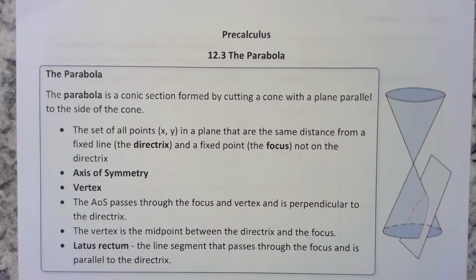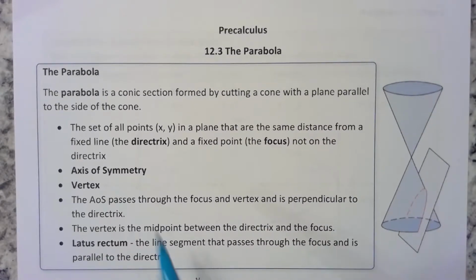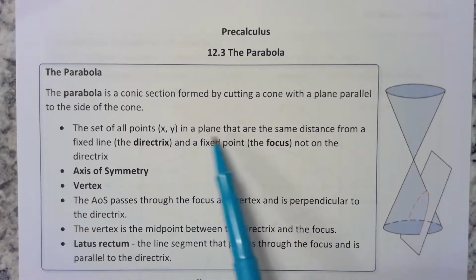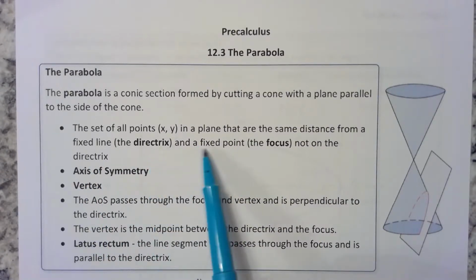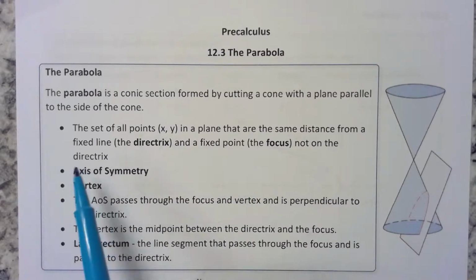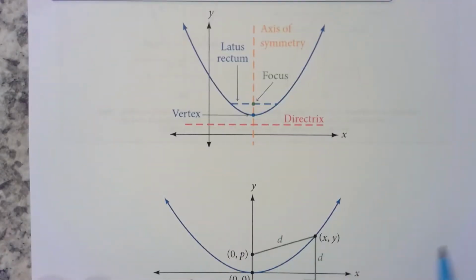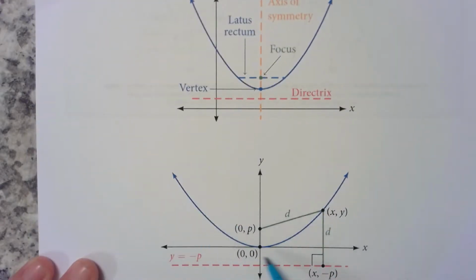Okay, so that's how the parabola is formed. The definition is the set of all points x, y in a plane that are the same distance from a fixed line called the directrix and a fixed point, the focus, not on the directrix. So let's look down here at this example. This parabola is formed by every point that is the same distance from this focus and this directrix. Okay, so this distance and this distance are always going to be the same. That's how you get this parabola or parabolic shape.